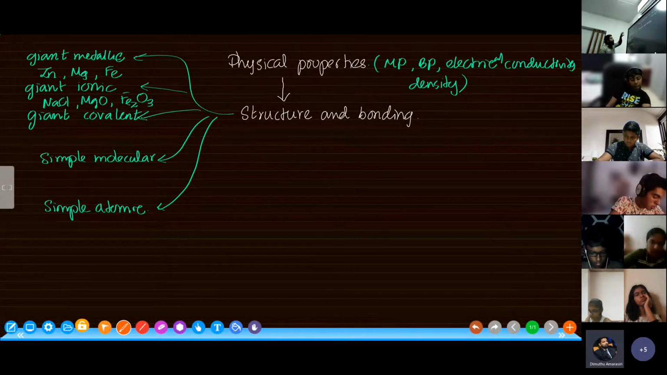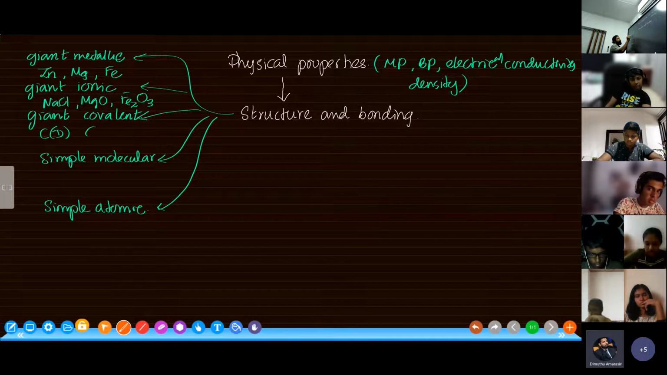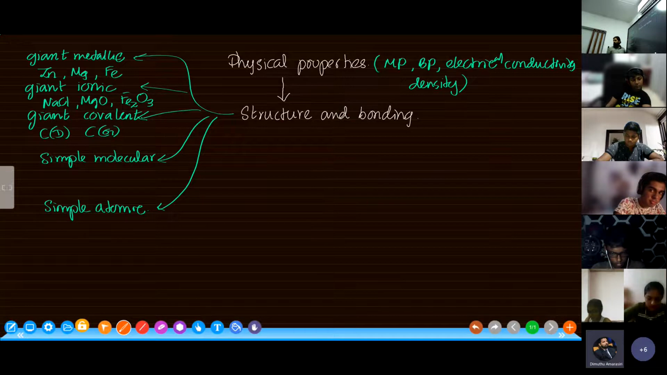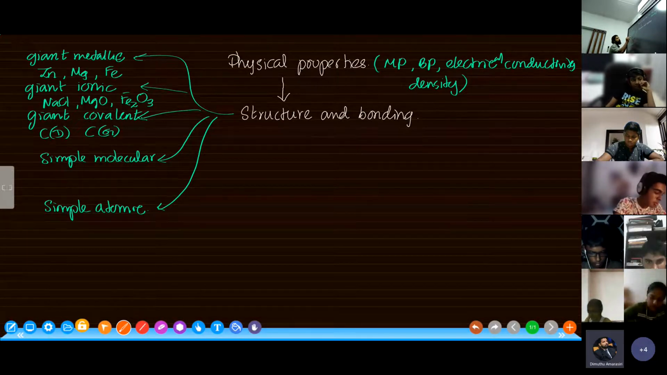So giant ionic compounds have high melting points and boiling points. Giant covalent: we have diamond, graphite, CD means carbon diamond, CG means carbon graphite, capital G. And silicon dioxide, silicon, they are giant covalent. They will definitely have high melting point, high boiling point, high densities and so on.